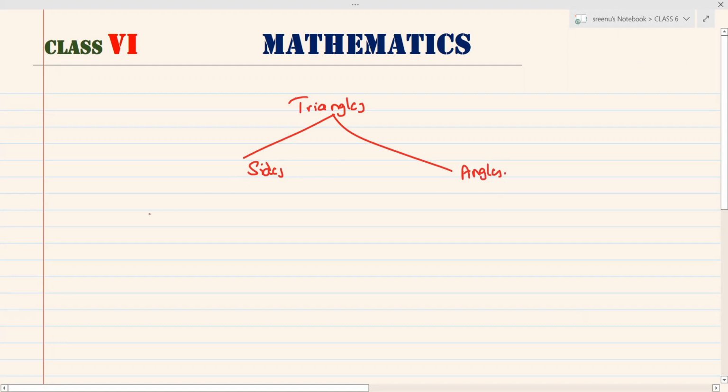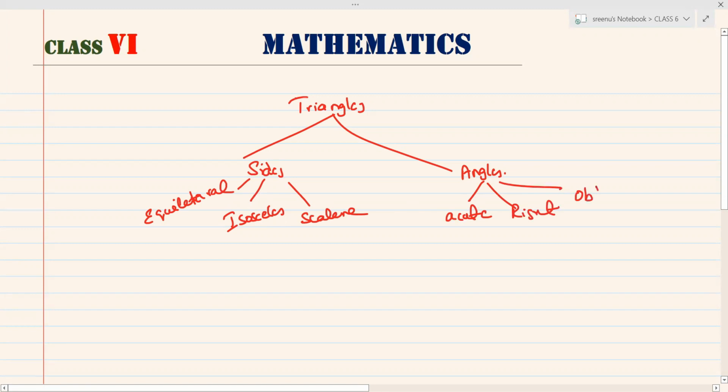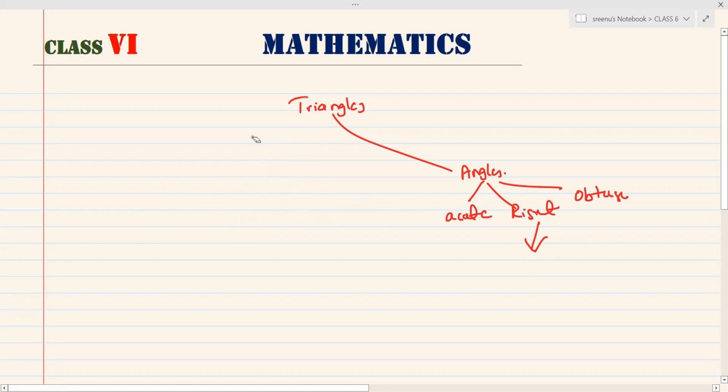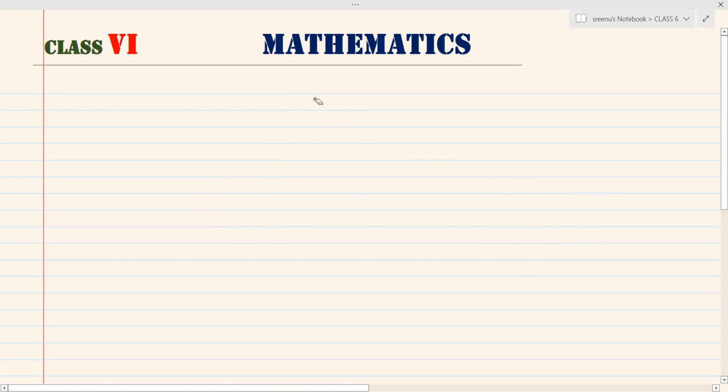According to sides, we will take equilateral triangle, isosceles triangle, and scalene triangle. And according to angles: acute, right, and obtuse. Right angle triangle again we can take like isosceles right angle triangle and scalene right angle triangle. So then after classifying, we define the Pythagoras theorem also.